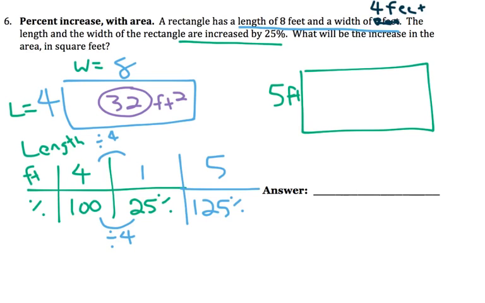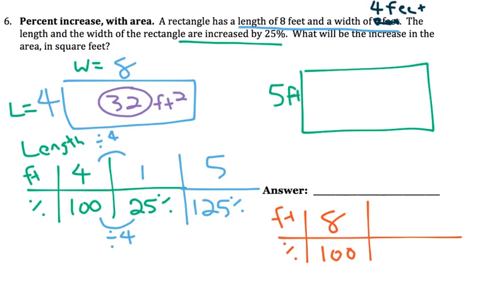Now you can find the width. So we have feet and percent. The width is 8 feet, and that's 100%. And we know that it's going to increase by 25%. So again, let's divide by 4 and 4, which would be 2. And then we can combine that together to get 125%, which is 8 plus 2, which is 10.